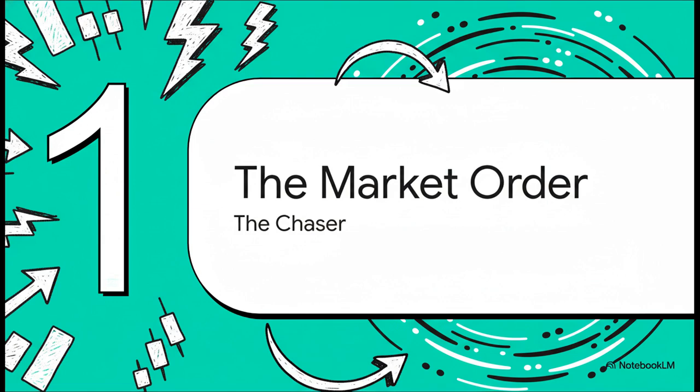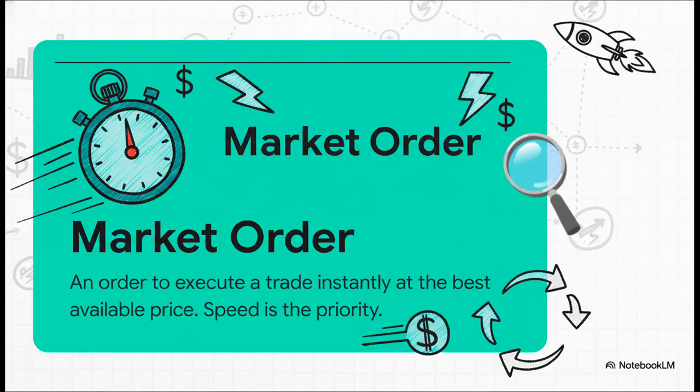So first up, we have the market order. This is the main weapon for the chaser. It's for the trader who says speed is everything. You use this when you see a market moving hard and fast, and you believe that getting on board immediately is way more important than fussing over a few pips. Think of a market order as a direct command. You're essentially shouting at your broker, I don't care what the exact price is, just get me into this trade now at whatever the best price is you can find.